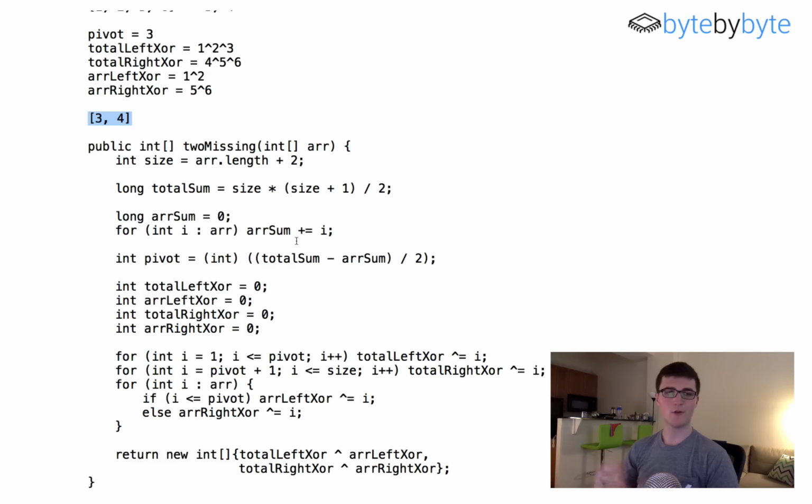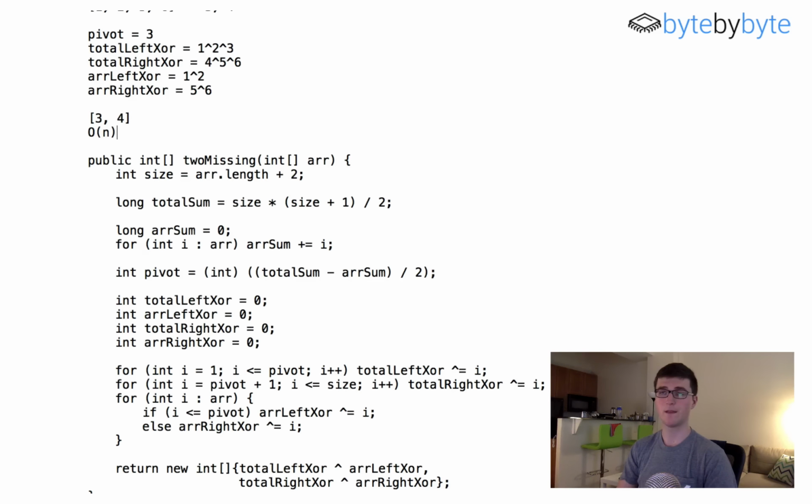In terms of runtime for this, we're going to iterate through the whole array once to get the sum, and then we have to iterate through it a couple more times for this stuff. But we iterate through it a constant number of times. So we're going to get a runtime of big O of n, which is just a linear runtime, which is good.